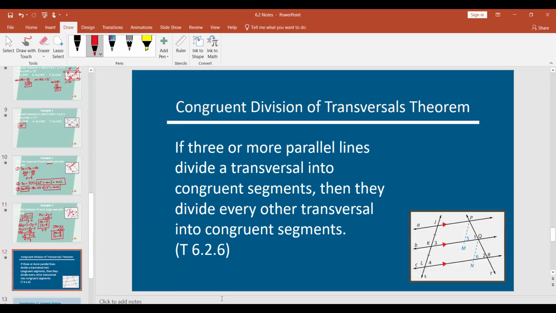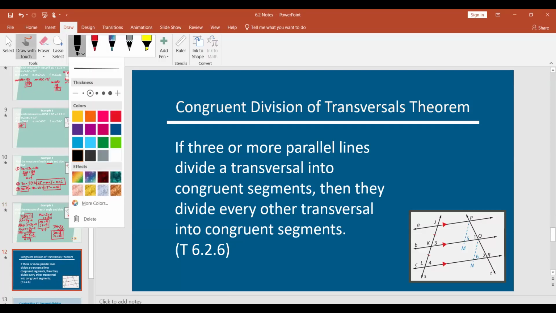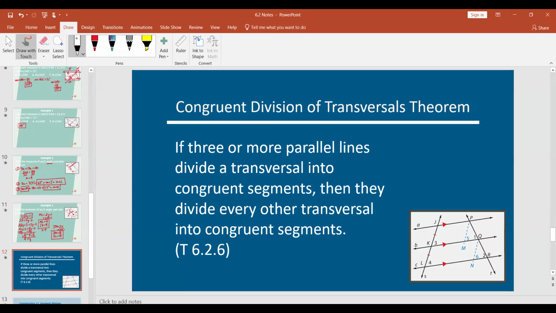The only other thing, I didn't get a chance to talk about this in class, so I'll put it here in the video. If 3 or more parallel lines divide a transversal into congruent segments, then they divide every other transversal into congruent segments as well. So what this is saying is we have our 3 parallel lines, A, B, and C, and they are dividing the transversal S.